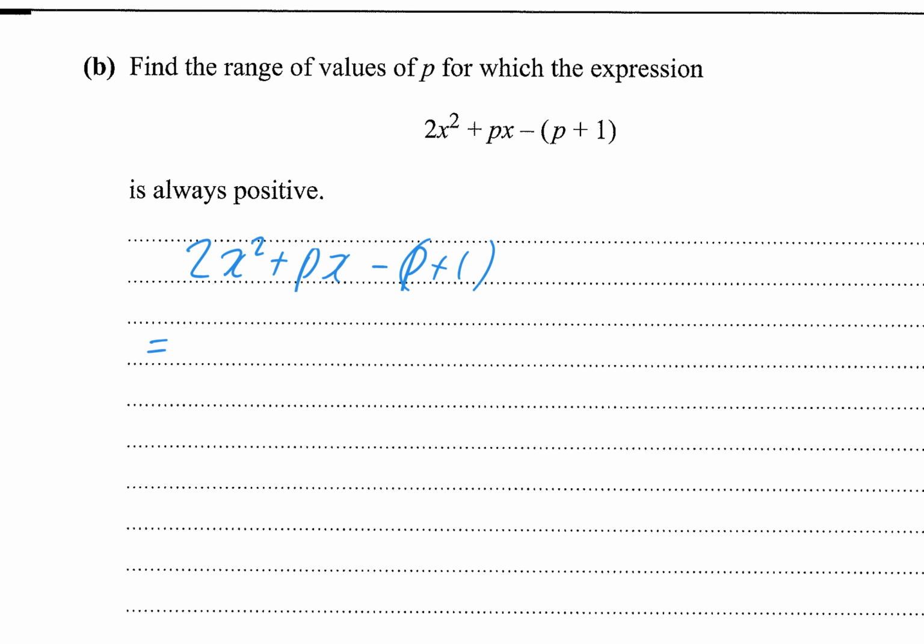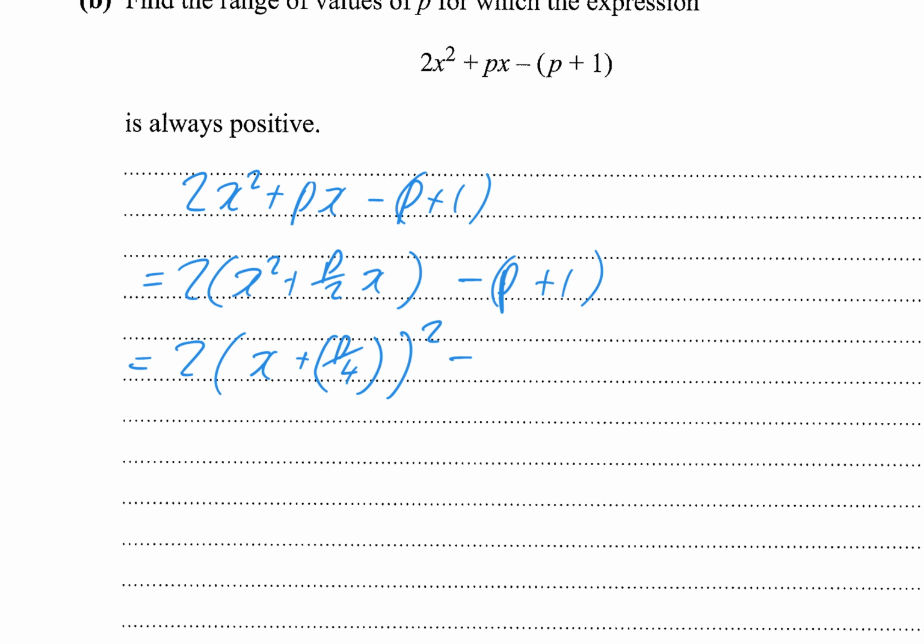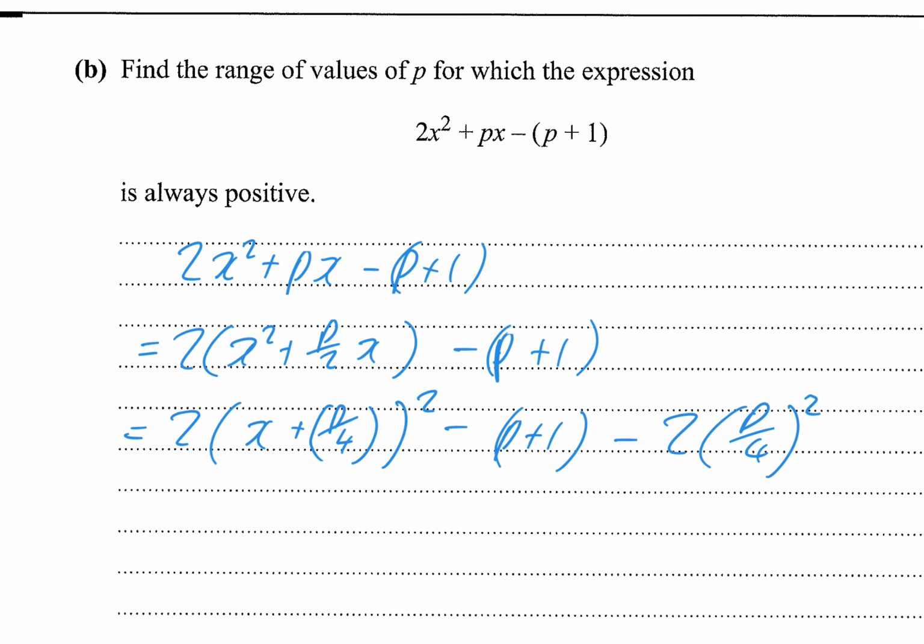So what I'm going to do is just look at this bit here, and I'm going to complete the square for it. So I'm going to take a 2 outside a bracket, which means it leaves me x squared plus p over 2 x. I've still got this minus p plus 1 outside here. And I'm going to complete the square in here. So I do that, you half the coefficient of the x, so that's now going to be p over 4. And that's what you've got. So I've got minus p plus 1. I've got to remember to take away that p over 4 squared. It's my additional term.